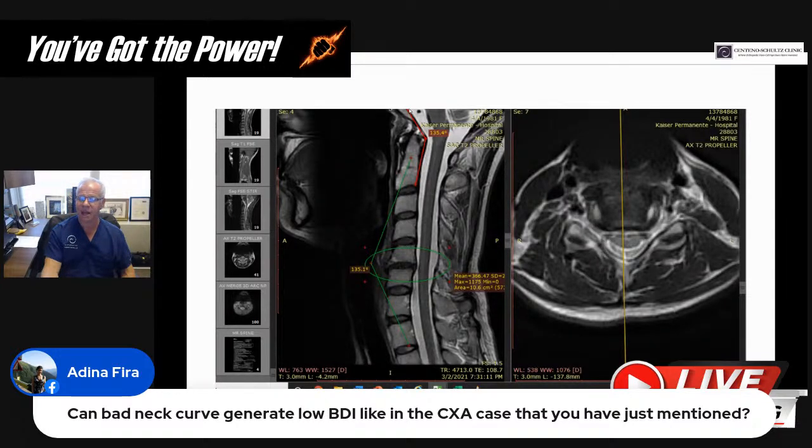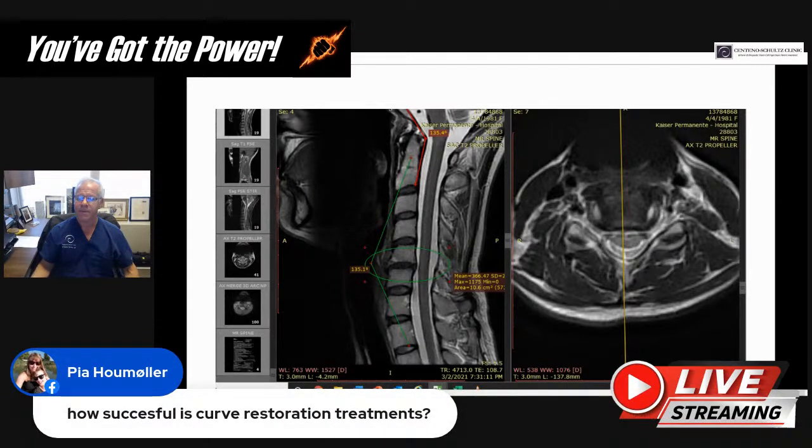It's again, someone's history. How did they get this? Someone's response to treatment, their imaging, and an extensive hands-on physical exam. All of that goes into making a diagnosis of symptomatic CCI. So very important to understand that. Pia, how successful is curve restoration?